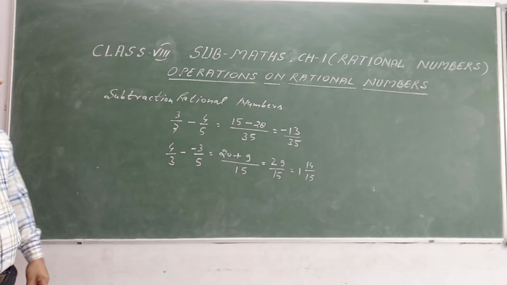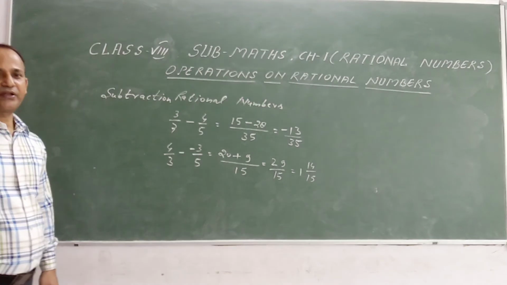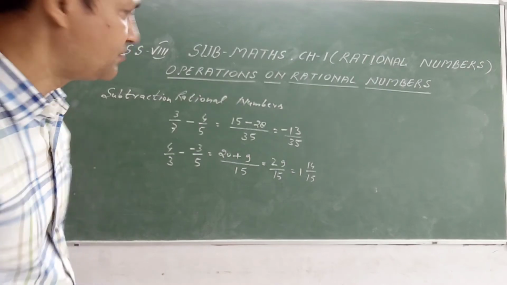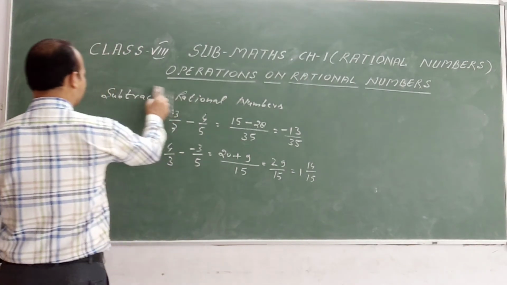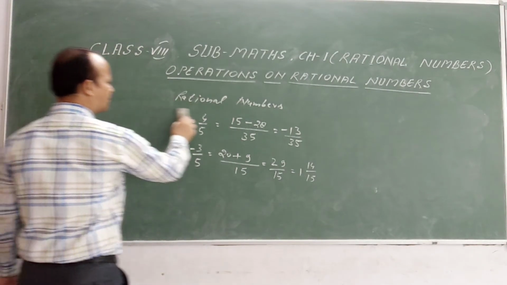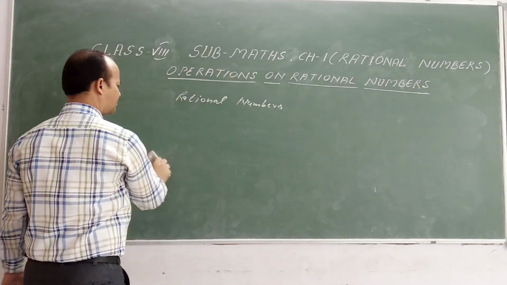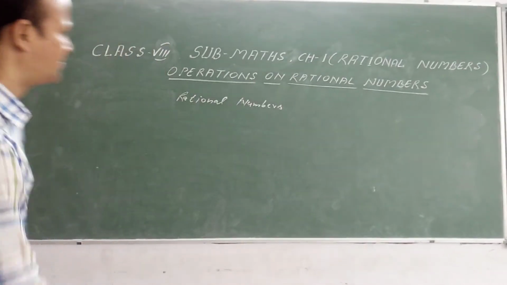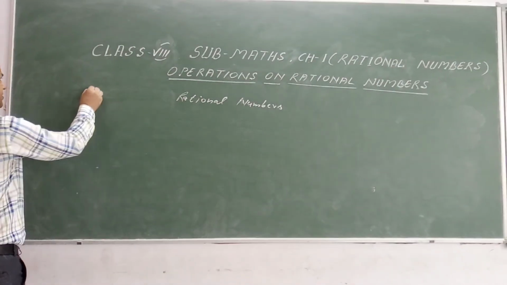Now, next one is multiplication of rational numbers. Multiplication of rational numbers. How will you multiply the rational numbers?